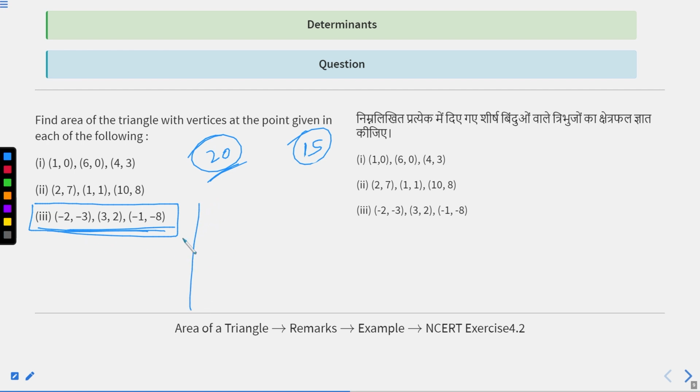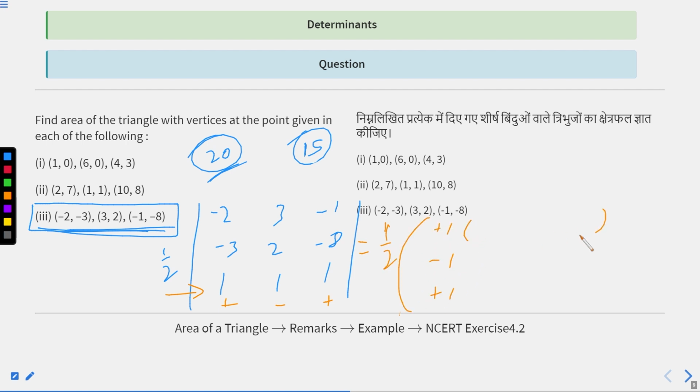So half the determinant of -2, 3, -1, -3, 2, -8, and 1, 1, 1. Now I'll be expanding it using this row. The signs will be plus, minus, plus, because the position is 3, 1, and 3 plus 1 is even. So far so good. 1 by 2, now plus 1, minus 1, plus 1. First of all, I will eliminate this row and column, and you will only be left with these entries.